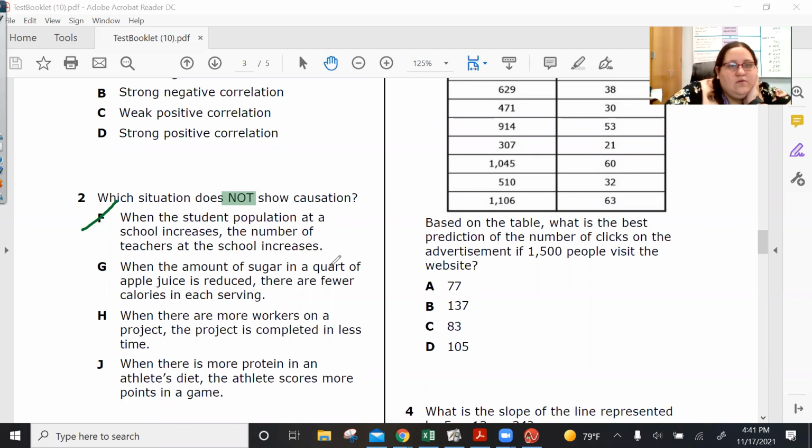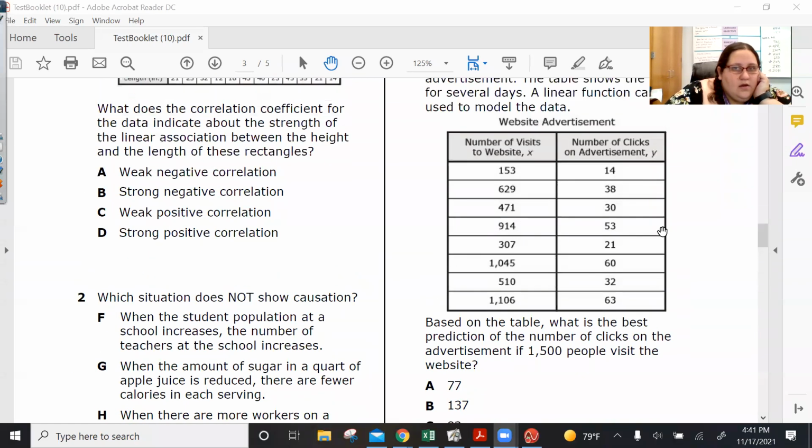When the amount of sugar in a quart of apple juice is reduced, there are fewer calories in each serving. Sugar has calories, so if I make less sugar, less calories, that does impact it. When there are more workers on a project, the project is completed in less time. More workers causes that to get done faster. When there is more protein in an athlete's diet, the athlete scores more points in a game. The athlete can become stronger with more protein, but that does not impact the amount of scores he makes. So that is false. So that one's going to be J.